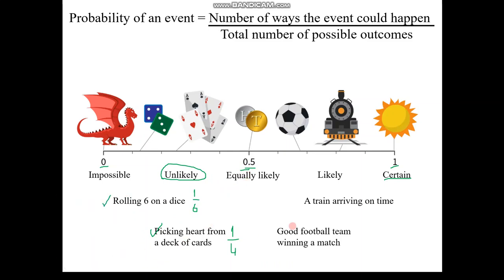Let's change the color. A good football team winning a match or a train arriving on time are examples of likely events because they are greater than half, but they are not certain either. Okay, let's continue.